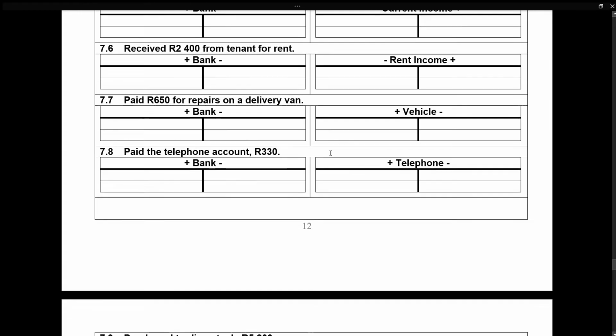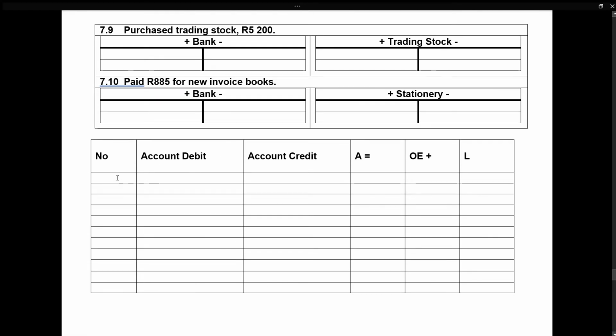Let's go and fill it into our accounting equation. Right, so this is number 7.1. Bank is being debited. And because bank is being debited and is an asset, it will increase my assets by 10,000 Rand. Remember, the debit side of assets is a plus.